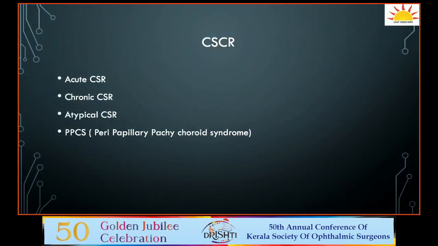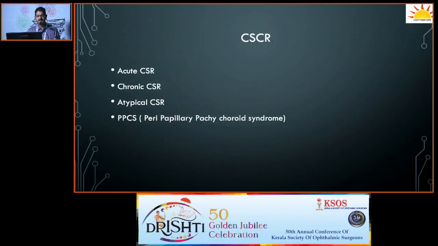I'm Dr. Rahul. I'll be talking to you about an algorithm for the management of a case of central serous retinopathy. Whenever we look at a case of CSR, it could either be an acute CSR, a chronic CSR, an atypical CSR, or a variant of CSR called PPCS, that is peripapillary pachychoroid syndrome.